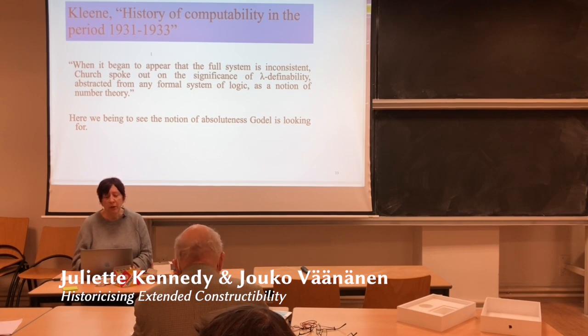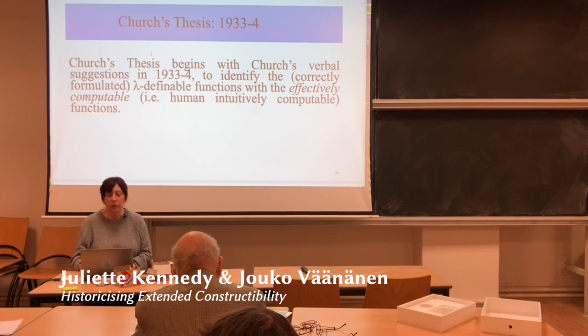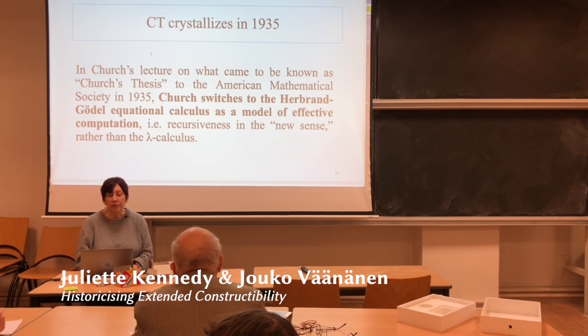So what begins to emerge is something that starts to look like the notion of absoluteness that Gödel's looking for. They have a notion of lambda definability abstracted away from any formal system. Church's thesis emerges. Church in '33, '34 identifies the lambda definable functions with the human intuitively computable functions. In 1935, Church switches to Gödel's own system of 1934, the Heilbronn-Gödel equational calculus.